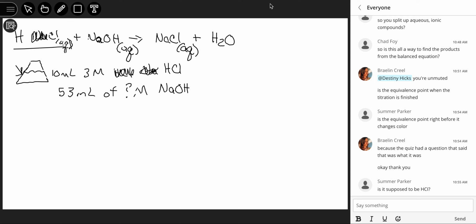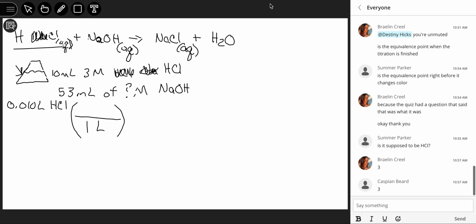So let's say we have 10 milliliters, so that would be 0.010 liters of hydrochloric acid. And we know that it's 3 molar. So in 1 liter, how many moles are there if it's 3 molar? 3, right? All right, so now we're at moles of HCl.